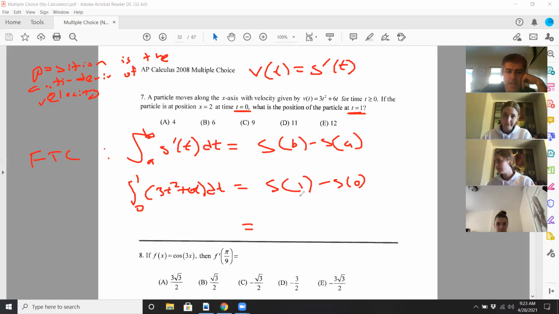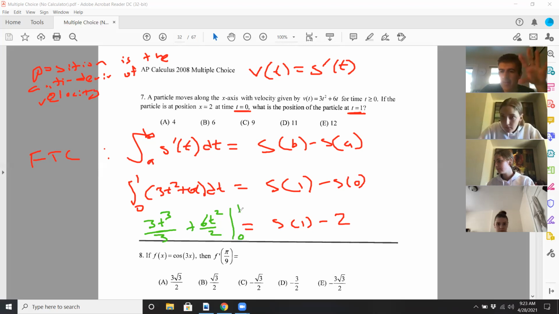Well, s of 1 I don't know. I want to find that. S of 0 I know is 2. I know the position is 2 at t equals 0. And if you integrate this, remember we add 1 to the exponent, so 3t cubed over 3 plus 6t squared over 2. And don't worry about the plus c's because it's going to cancel anyway. And then you're going to plug in 0 and 1 to do that little notation to show you're plugging in 0 and 1. Fortunately, those cancel.